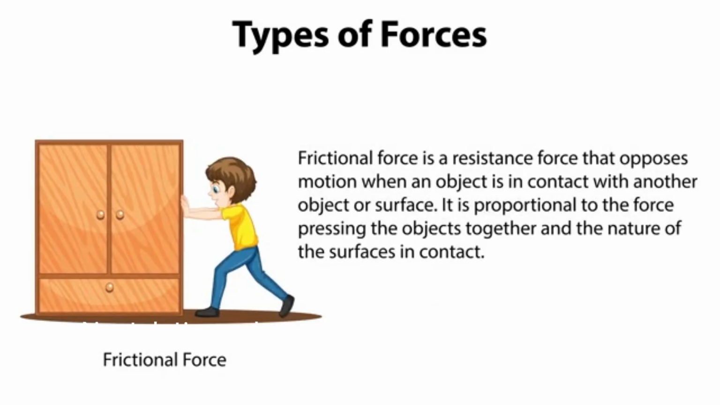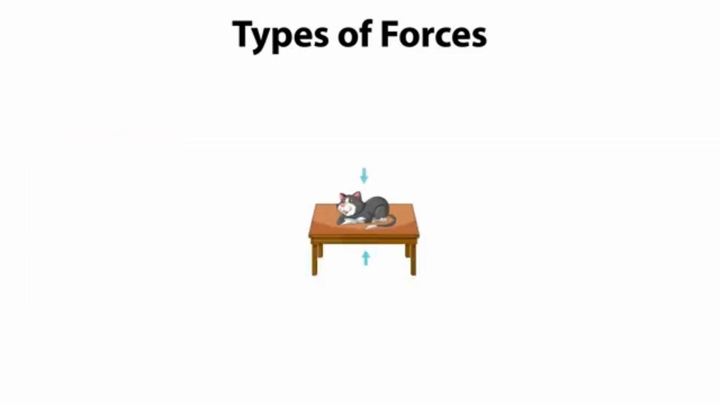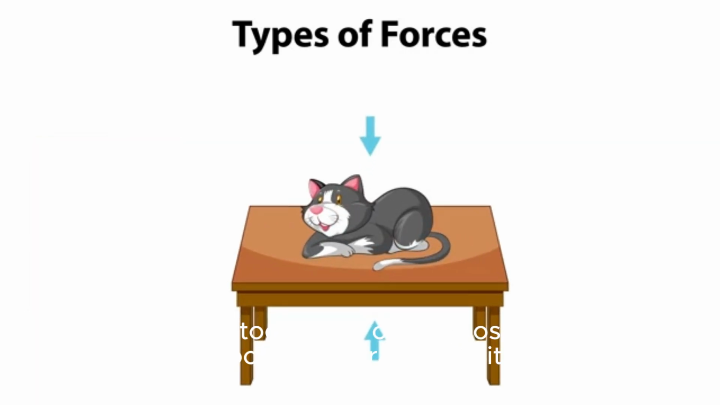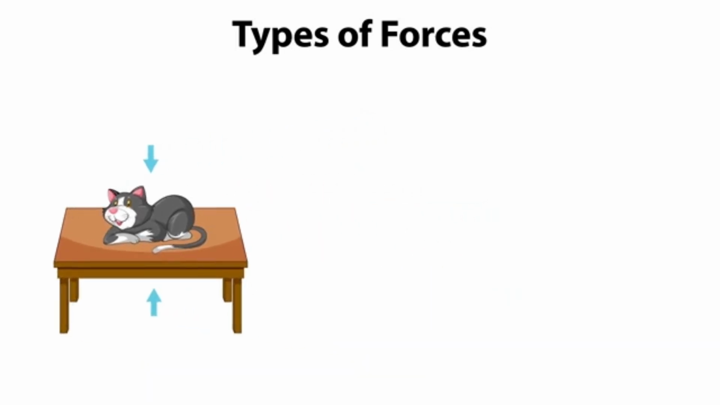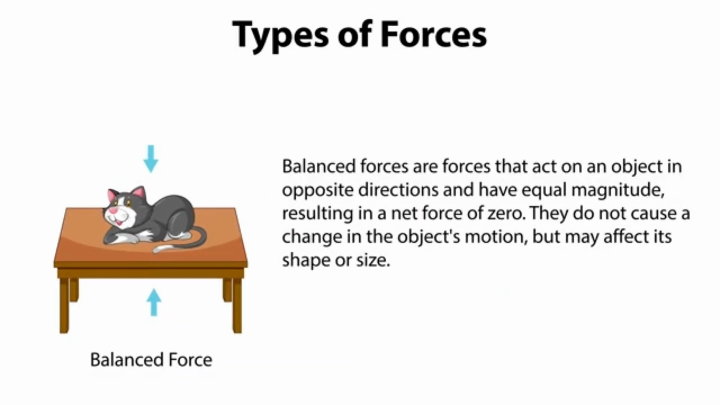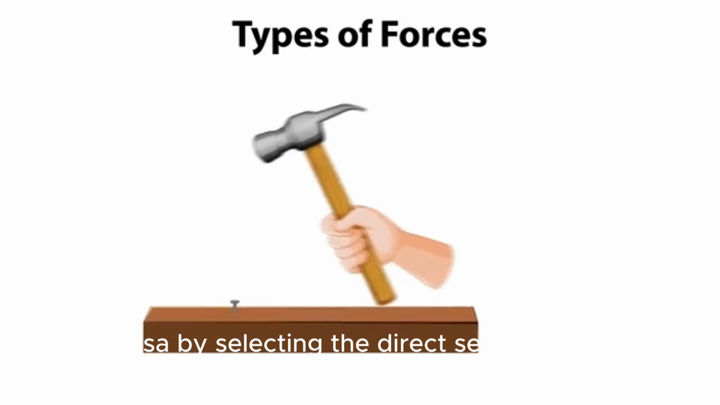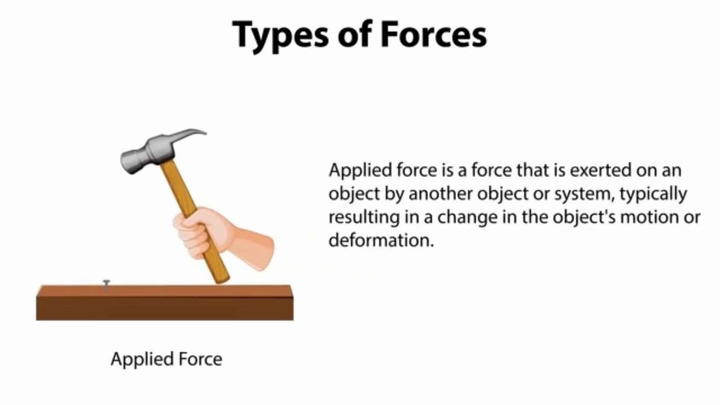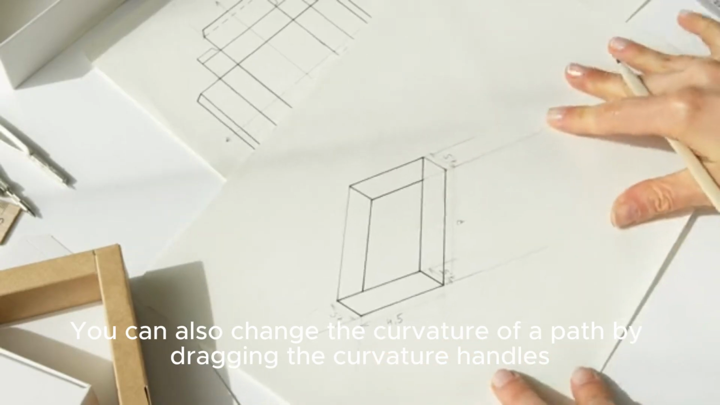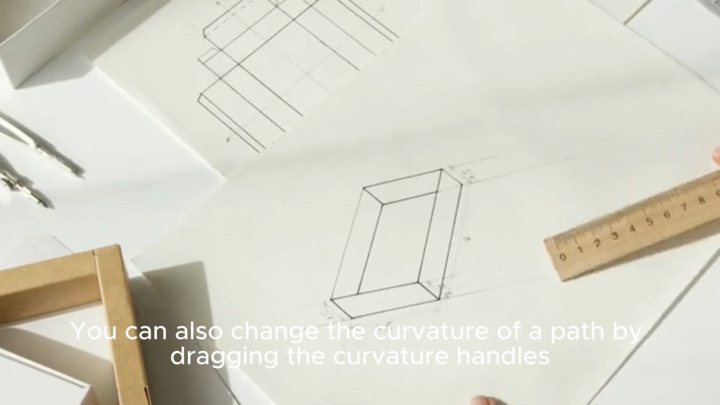Next, let's explore some of the core tools and features. Okay, now the pen tool is one of the most important tools in Illustrator, and it allows you to draw any shape or path you want. Anchor points can be dragged to adjust the curve's direction, and any node can be converted into a corner node, or vice versa, by selecting the direct selection tool. You can also change the curvature of a path by dragging the curvature handles.